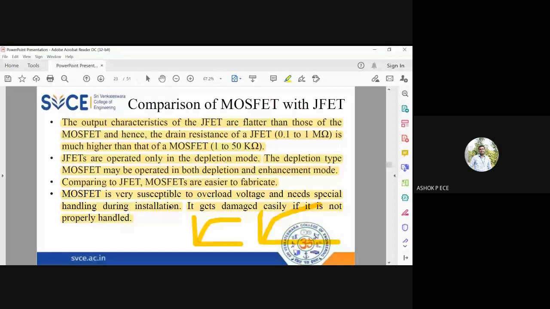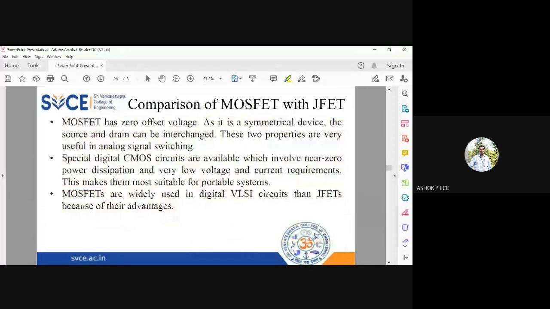The MOSFET has zero offset voltage, which means you can interchange drain and source. So drain and source are identical terminals which are formed from the same type of material, N plus or P plus, right? So MOSFET has zero offset voltage. Zero offset means when you don't apply any voltage, output should also be zero. But because of all these minority carriers and leakage current, when you don't apply any voltage, there will be some leakage current flowing. That is called offset current.